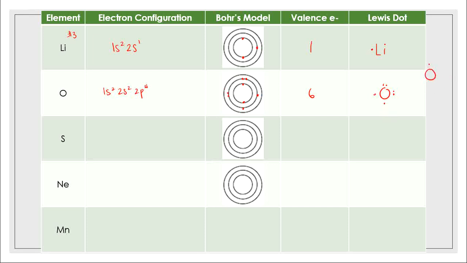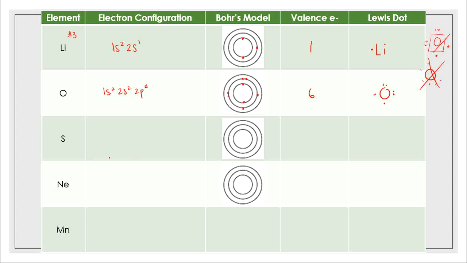Now notice that I'm not drawing it like this. 1, 2, 3, 4, 5, 6. This is not how you draw a correct Lewis dot structure. Okay, you want to make it neat. You want to pretend that there is a box around the element, and you're just drawing the dots on the sides so it looks like that. You're not putting the dots randomly everywhere.